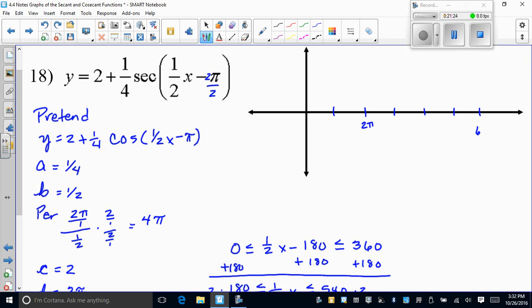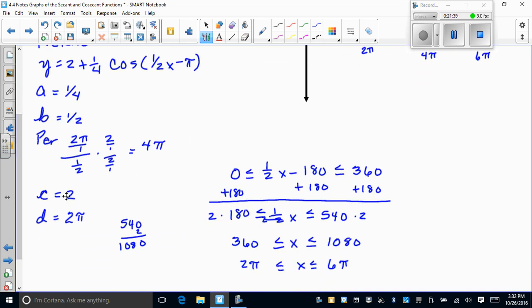This would be my midpoint, which would be 4 pi, and my quarter points. Notice my quarter points are in there. Now, we've got a lot going on because we have an A and a C value. And this is cosine. Cosine is 1, 0, negative 1, 0, 1. And we have to multiply that by 1/4. So it's 1/4, 0, negative 1/4, 0, and 1/4. But then we have to go through and add the C value. Plus 2, plus 2, plus 2, plus 2, plus 2.